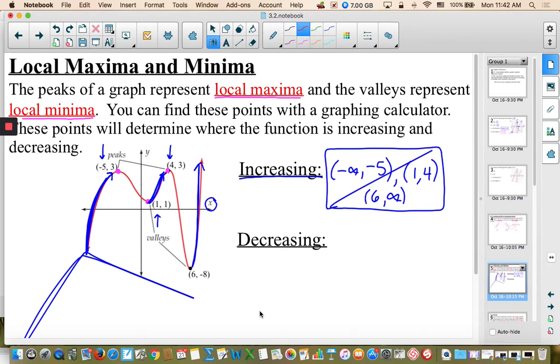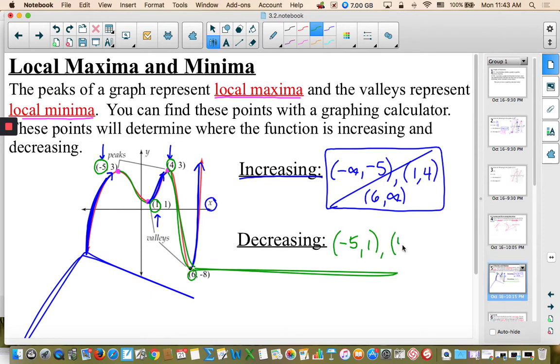Okay, decreasing. Where is the graph decreasing? Let's switch to green here. It's decreasing right here and right here. So between negative 5 and 1, it is decreasing. So from negative 5 to 1. And also from here to here, which would be from 4 to 6. Those are the places where this graph is decreasing. And that's how you find increasing and decreasing intervals on a graph. We can find these peaks and valleys on our calculator, and we'll do that here in a couple minutes.